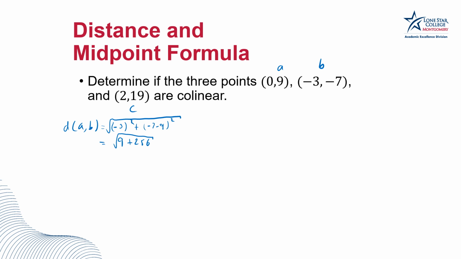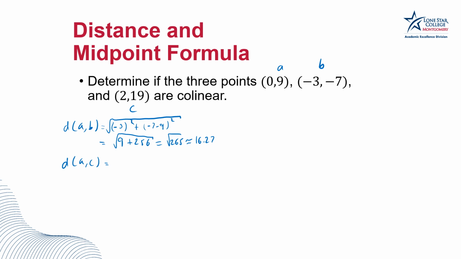Okay, so then let's actually just add them together. So that gives us square root of 265. Now, because the numbers are kind of not nice, let's go and just actually take the square root of 265. So it gives us approximately 16.27 as a decimal. All right, so now let's find the distance between A and C.